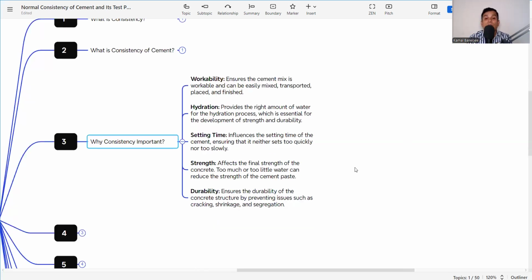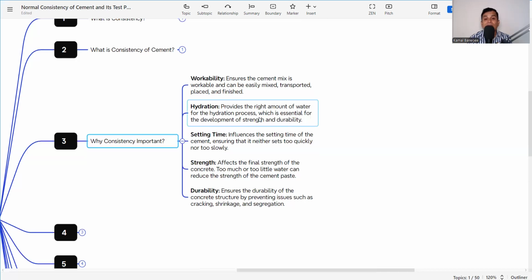Then hydration: it provides the right amount of water for the hydration process, which is essential for the development of strength and durability. We all know that whenever we add water to the cement, they start reacting with each other and the process is called hydration or heat of hydration. So this also determines what exact amount of water is required to produce a hardened paste and make it as per the strength requirement. That is why the consistency is important.